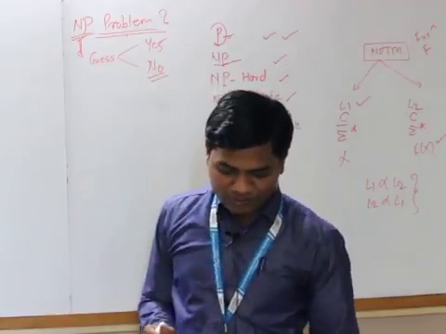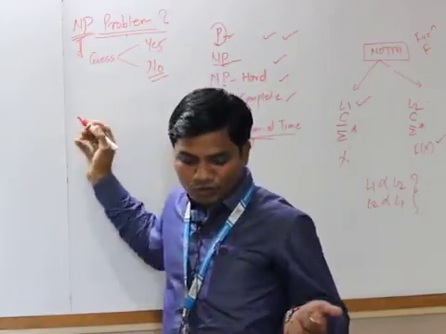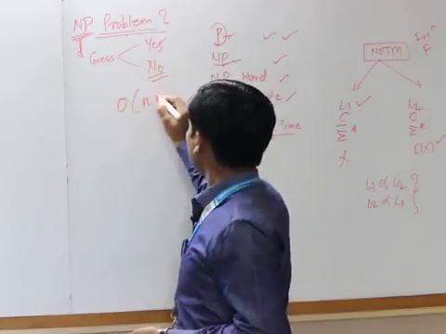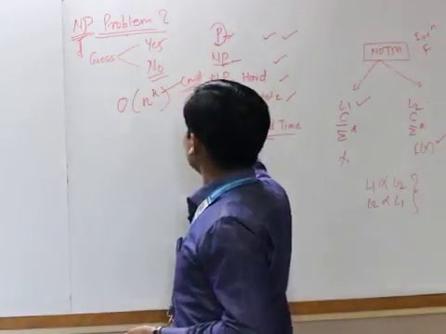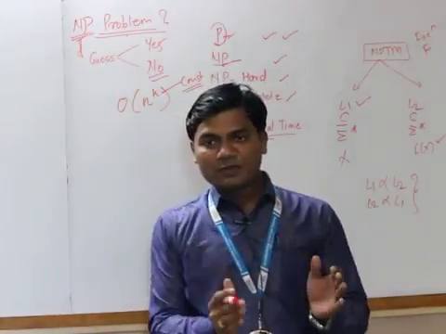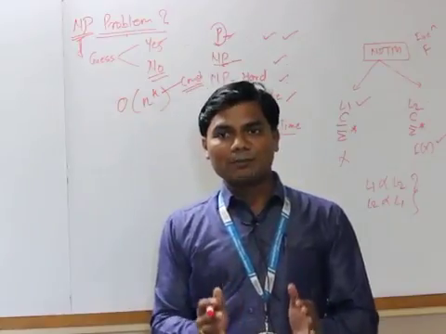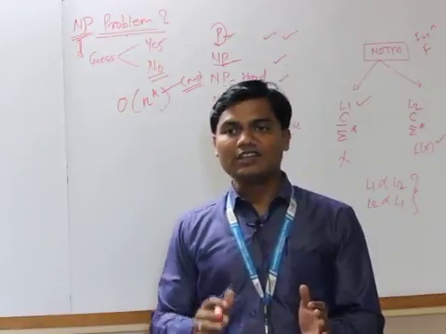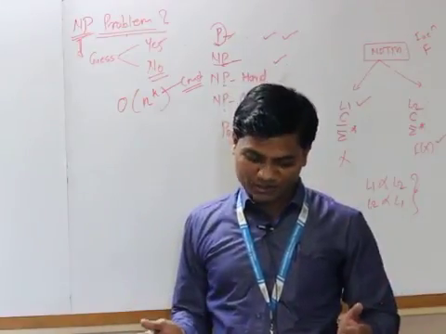In non-deterministic polynomial time, the complexity is again polynomial, which is big O of n raised to k, where k is a constant. What is the difference between a P problem and an NP problem? We can solve a P problem in polynomial time by using a deterministic machine, and an NP problem we can solve in polynomial time by using a non-deterministic machine.